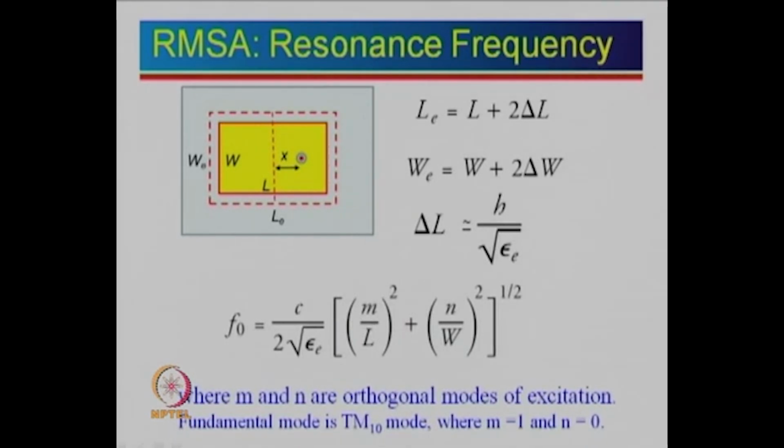But just to make things simple, the majority of the time we use the fundamental mode which is 1 0. So this is 1, this is 0. If this is 0, this term is out. This is 1 here, so 1 by L square root epsilon comes out here. So frankly speaking, F0 is nothing but C divided by 2L square root epsilon.